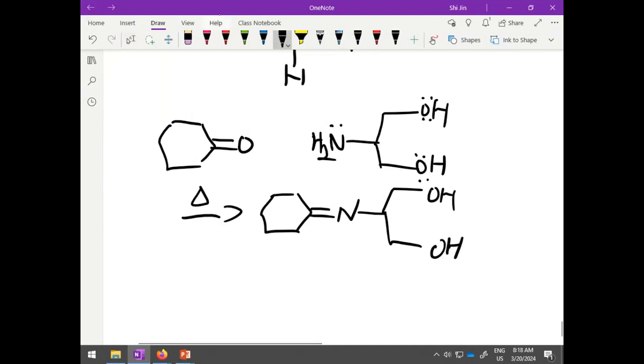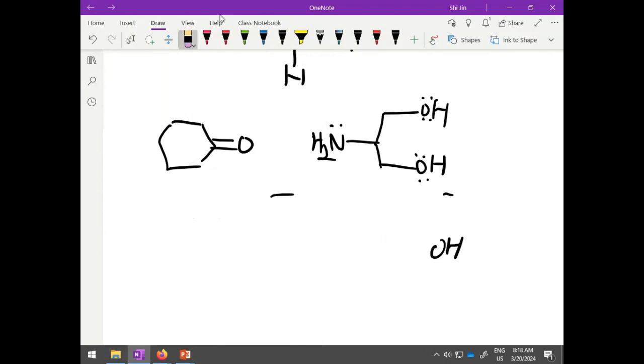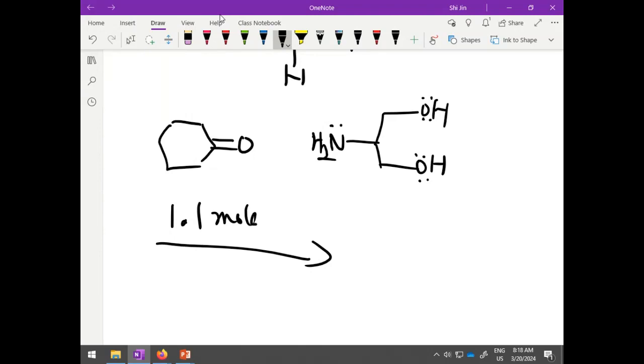Now let me change the reaction condition a little bit. Now assume we put 1.1 molar equivalent of TsOH. And TsOH is a kind of organic sulfonic acid, and is basically this one.